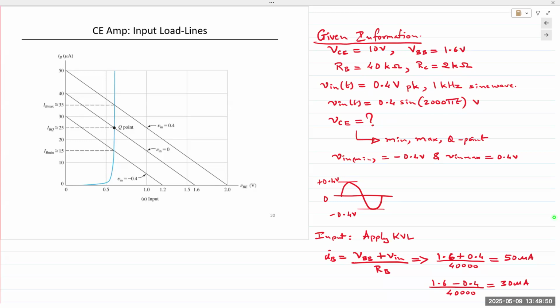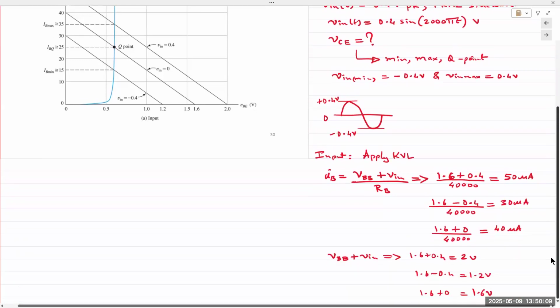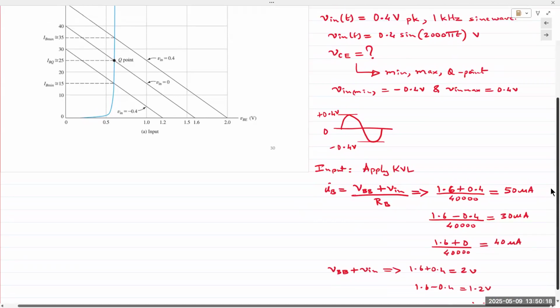So we need to determine the VCE values on the output side. VCE is our output signal, right? In order to determine the values for VCE, we need to know the values of IB. IB is our input current, right? So on the input side, if we apply KVL, we obtain 3 different load lines.